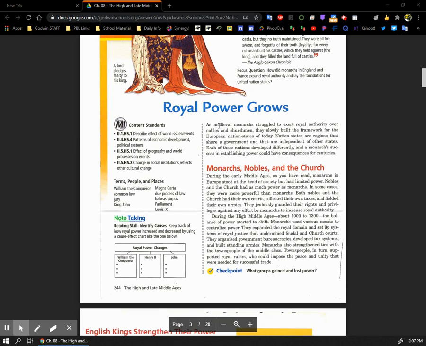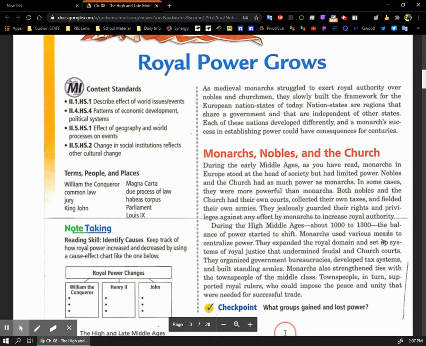Royal power grows. As medieval monarchs struggled to exert royal authority over nobles and churchmen, they slowly built the framework for the European nation-states of today. Nation-states are regions that share a government and are independent of other states. Each of these nations developed differently, and the monarch's success in establishing power could have consequences for centuries.